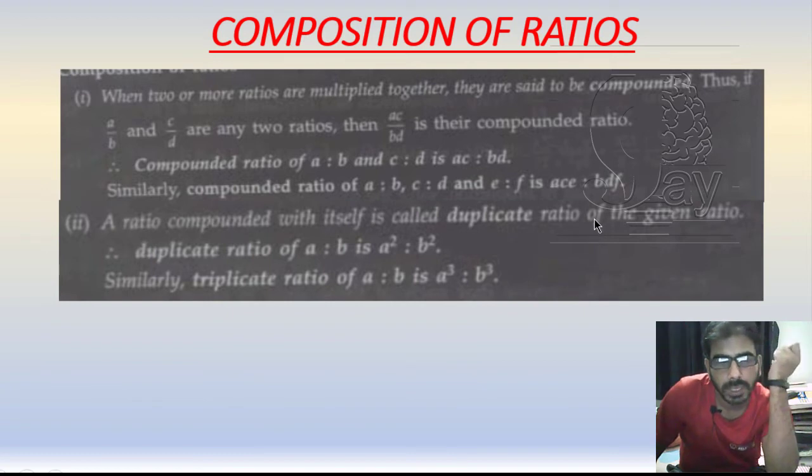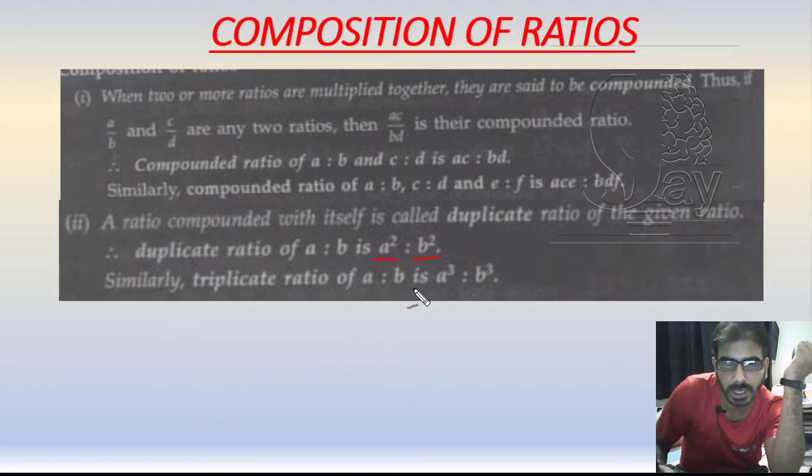A ratio compounded with itself is known as a duplicate ratio, and similarly we have the triplicate ratio. In the duplicate ratio, when we multiply a by b and a by b, we multiply the numerator 2 times, we get a square, and the denominator 2 times, we get b square. So this is the duplicate ratio. If we multiply one more a by b with this duplicate ratio, we get a triplicate ratio. So we're multiplying a 3 times, a cube, and b 3 times, that's b cube. That's very simple.